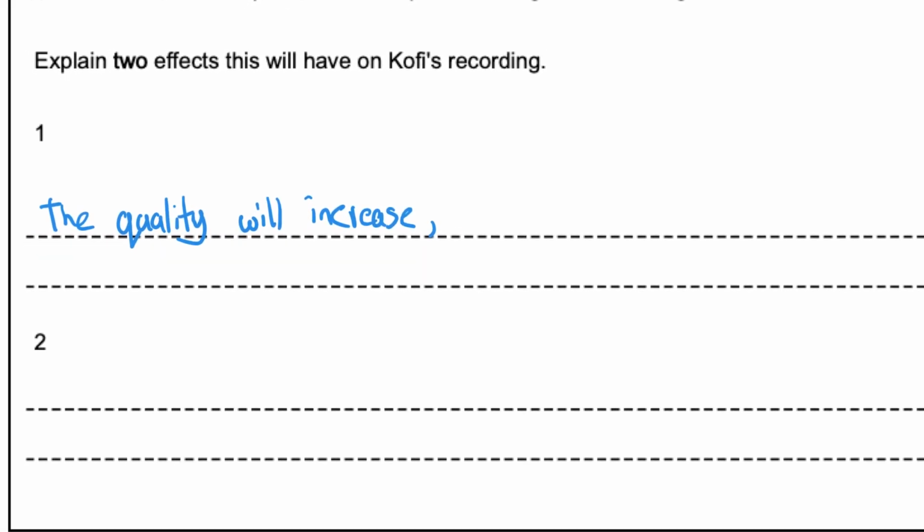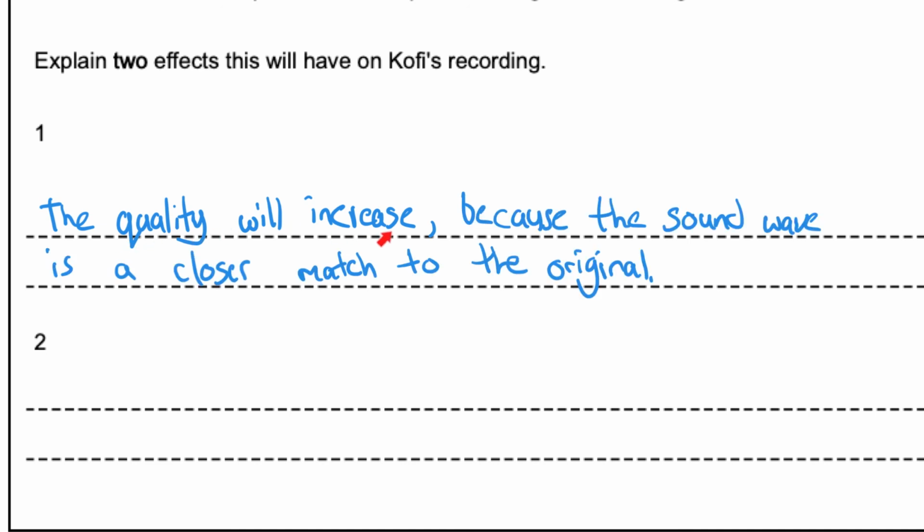You might have heard music, or potentially, for instance, a phone call. When people talk on a phone, they don't sound exactly as they do in real life. And that's because the sample rate, and potentially also the quality of the microphone, etc., is not as good as reality. So the quality will increase. Why? Because it's going to get closer to, or more accurate to, the original. So the quality will increase because the sound wave is a closer match to the original. So that's how we get our full marks.